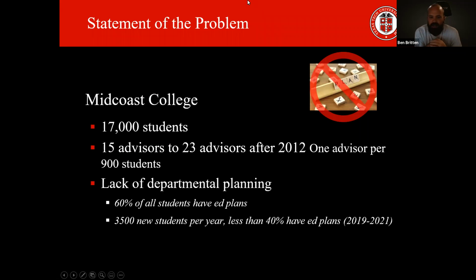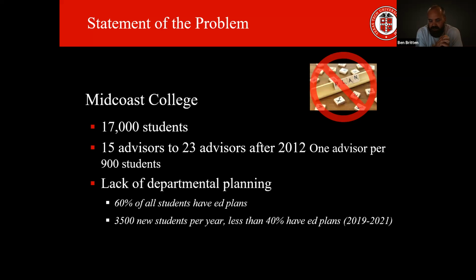The college we're going to be looking at is Mid-Coast College. Currently, about 17,000 students go to Mid-Coast College. Actually, the fun thing about this law, the Seymour Campbell Student Success Act, is that it gave money to colleges to help students get this ed plan done. So Mid-Coast College itself gained 8 advisors. They went from 15 to 23 after 2012, which brought their ratios from 1,400 students to one advisor down to 900 students to one advisor.